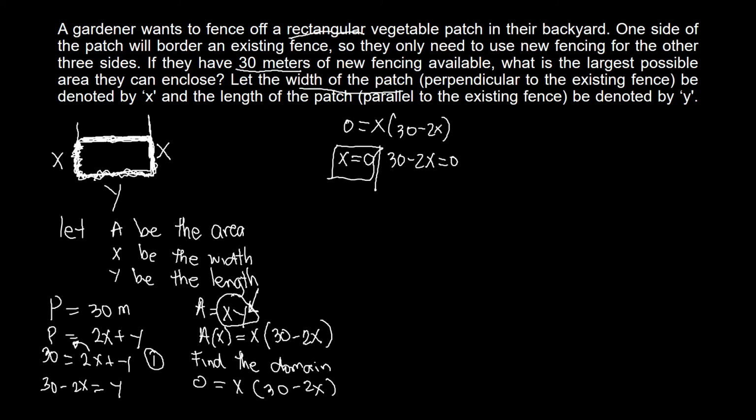For this one here, we need to move our 30 to the other side by subtracting 30 on this side, and so with the other side. This means we have negative 2x equal to negative 30. We're dividing this one by negative 2, and so with this one by negative 2, our x is equal to 15. So our domain here is going to be the interval from 0 to 15. Since we now have the domain, we are now ready to find the critical value.